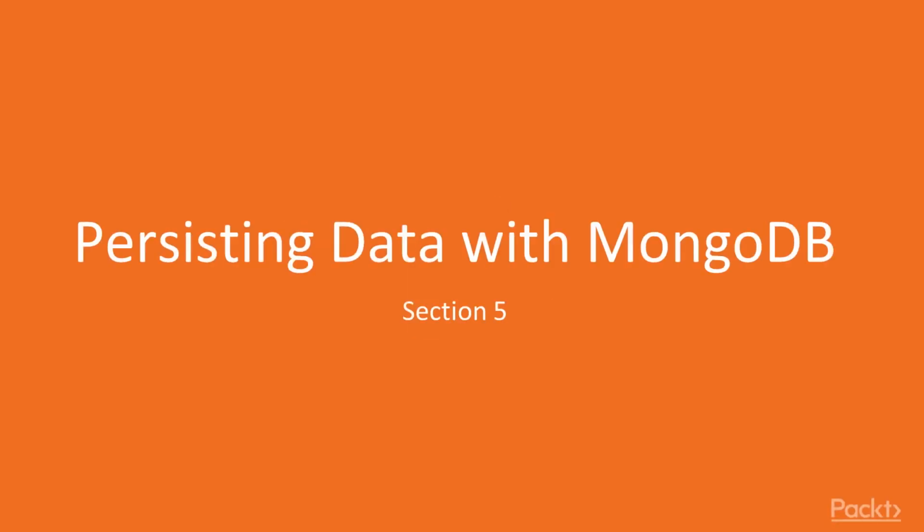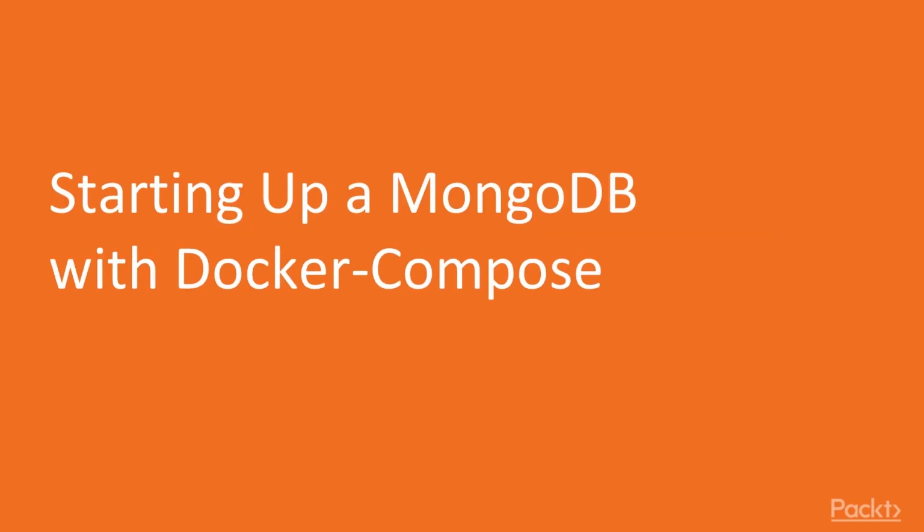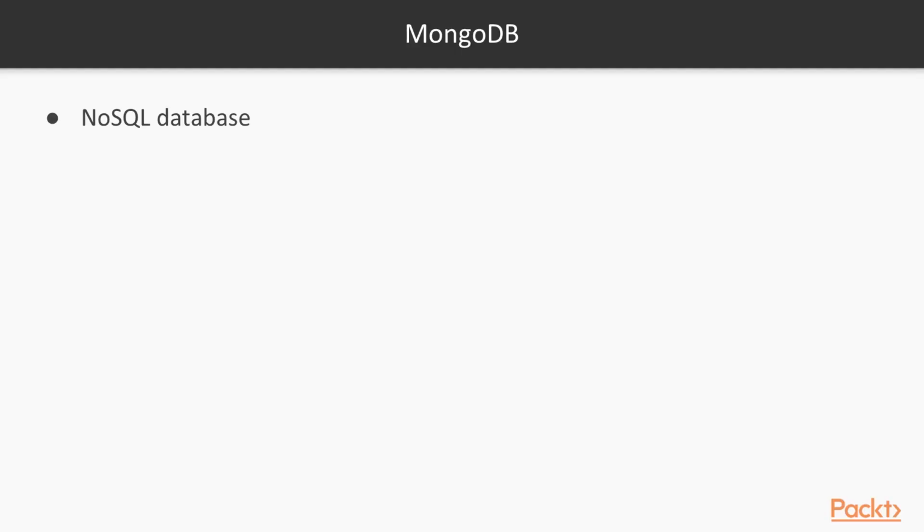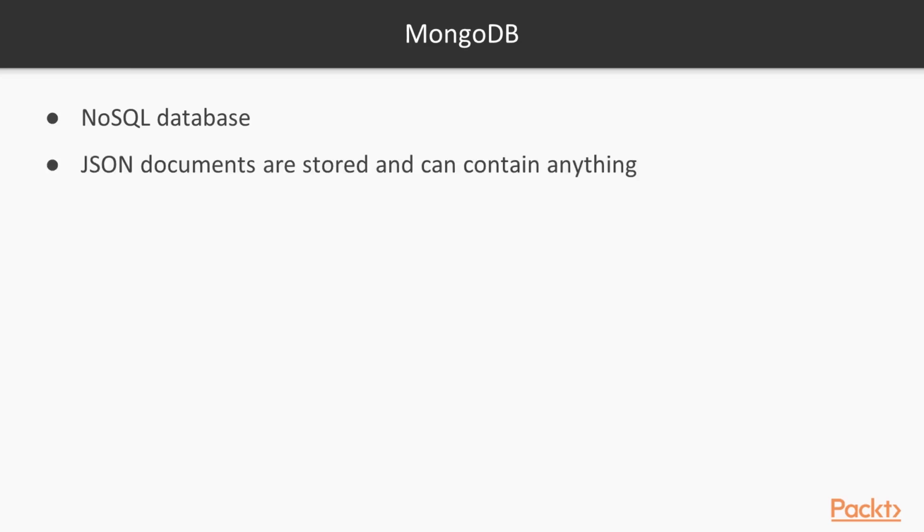In this section, we will look at persisting data with MongoDB. Starting up a MongoDB with Docker Compose and adding the MongoDB dependency to the project. First of all, MongoDB is a NoSQL database. This means that it actually stores JSON documents in the Mongo database in something called collections. It is very flexible and easy to use since it can contain anything.